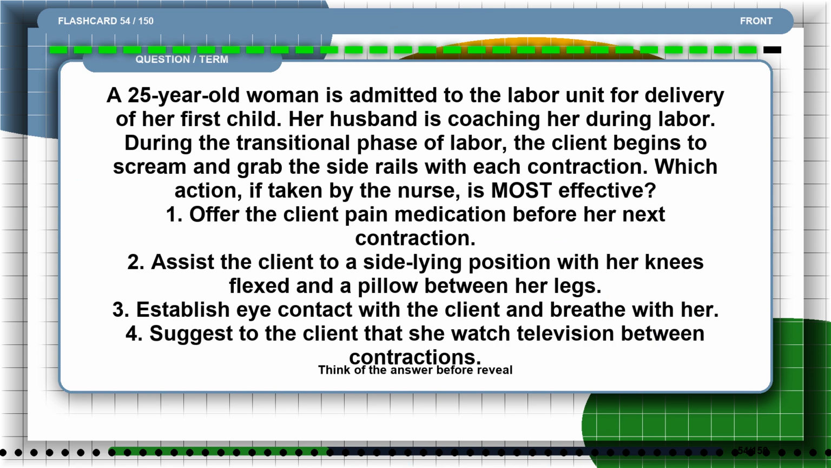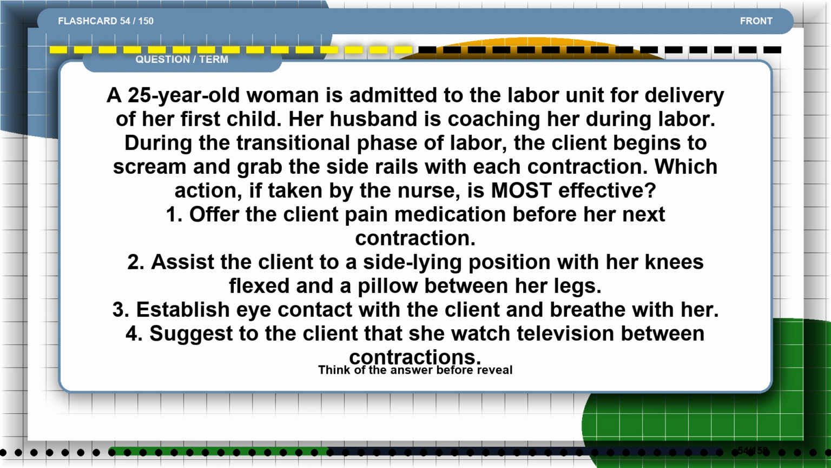Flashcard 54. A 25-year-old woman is admitted to the labor unit for delivery of her first child. Her husband is coaching her during labor. During the transitional phase of labor, the client begins to scream and grab the side rails with each contraction. Which action, if taken by the nurse, is most effective?